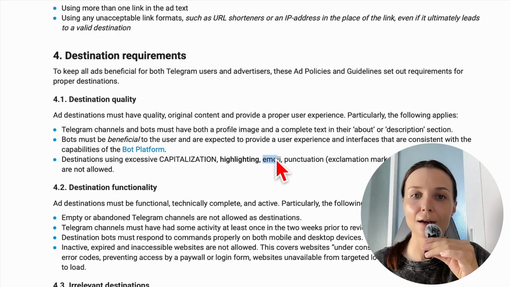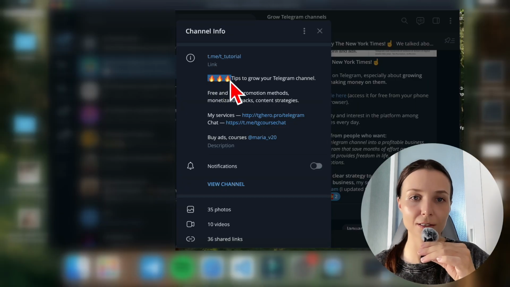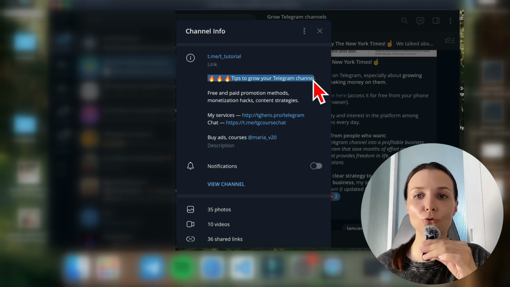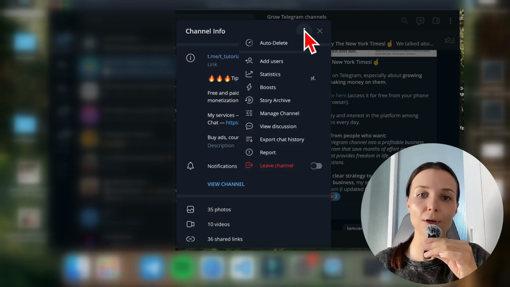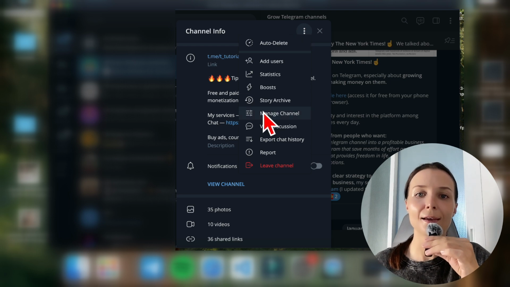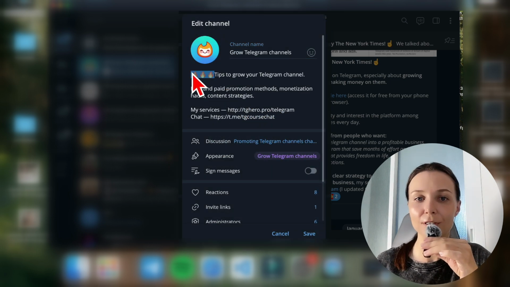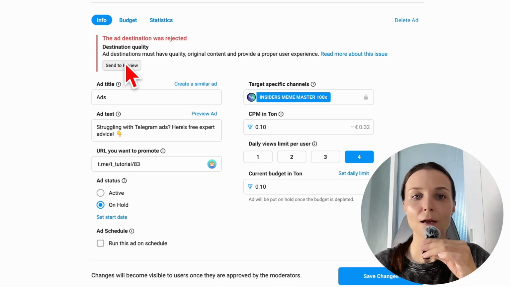In this case, I see that the destination contains emojis that moderators might consider excessive. To be honest, before, Telegram moderators approved my ads with these emojis, but rules change or maybe moderators change and now they don't approve it. So I remove these emojis. Then I can send the ad for review again.